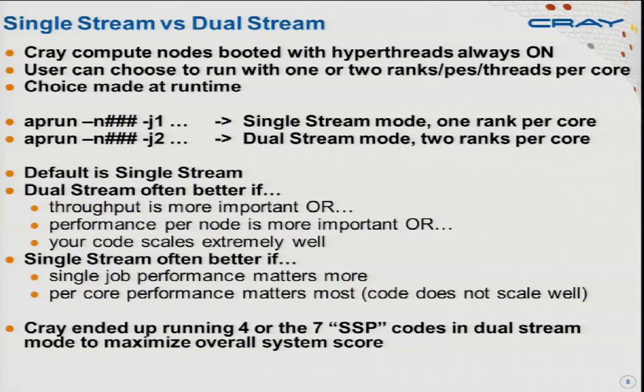For the procurement, 4 of the 7 used dual stream mode, and that was to optimize for the SSP. I mean, that's not gaming the system. You set the rules, and this is what the rules tell you about how to run these codes. 4 of the 7. It was not dominant. It wasn't 6 of the 7 or anything like that. Pretty much as close to 50-50 as you can get with an odd number, right? So some went one way, some went the other way.